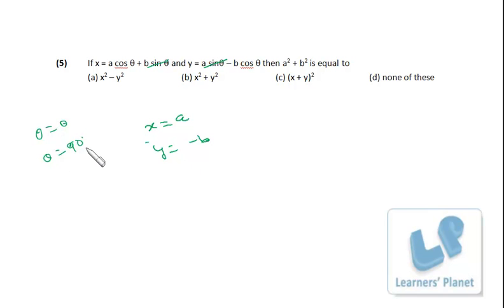Again you can choose the value of theta as 90 degrees to get more confidence, right? So x is equal to b if theta is equal to 90 degrees, and y is equal to a, right? In that case this will be 0. So x square plus y square is equal to a square plus b square. So in both the cases a square plus b square you are getting as x square plus y square. So easily you can solve the question, right? It is a matter of less than 30-40 seconds.